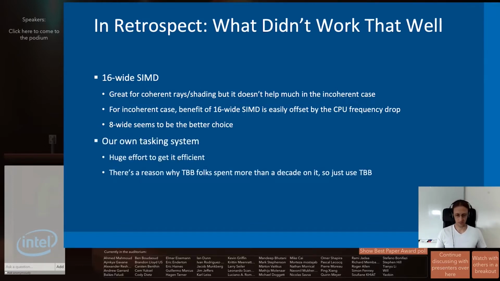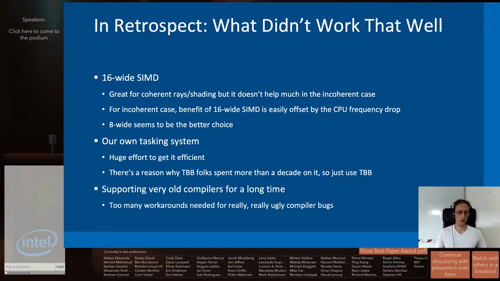Our own tasking system, yeah. So there were a few folks who couldn't adopt TBB, which is our primary tasking system, for various reasons. So we had to implement our own, and this also took a lot of effort, right? To get an efficient task-stealing based tasking system right. And there's a reason why the TBB folks spent a lot of time on optimizing it. So in the end, I think it would have been better if people would just have used TBB.